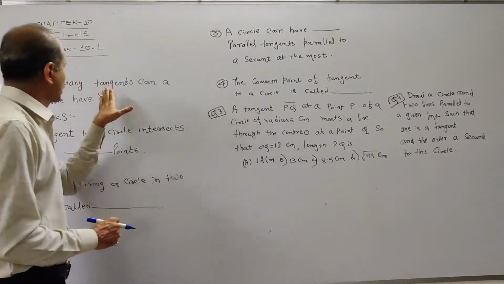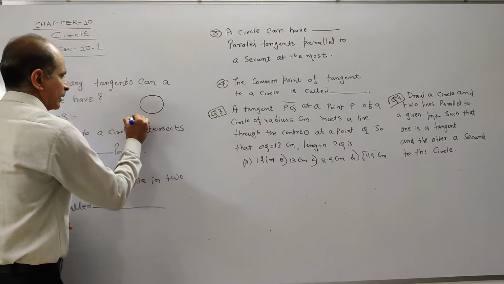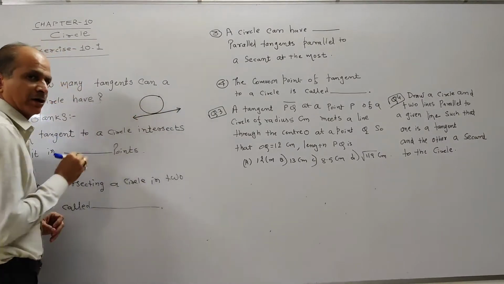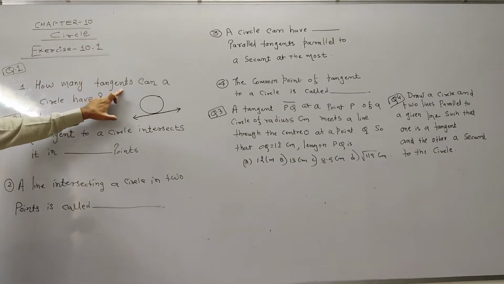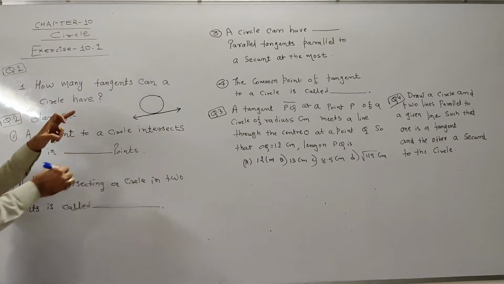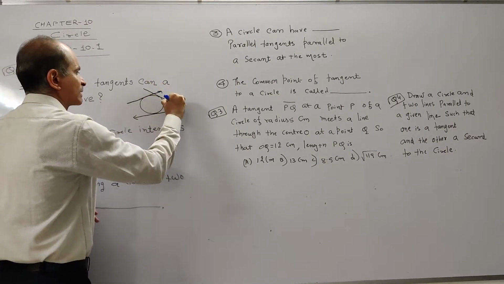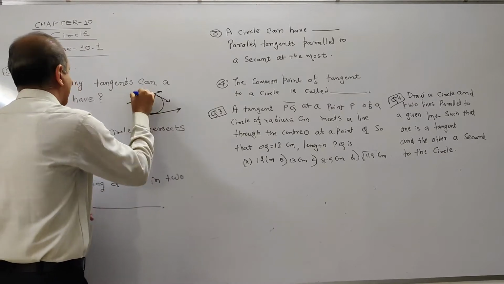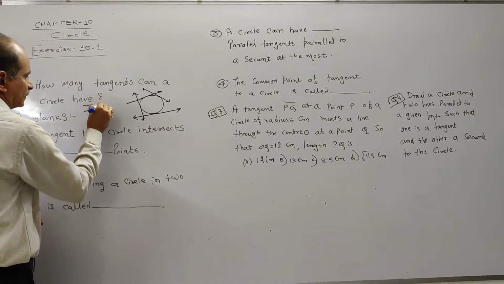Well, here the concept of tangent is there. Tangent means a line which intersects the circle at one and only one point. Here the question is how many tangents can a circle have? A circle has infinitely many points, and that's why you can draw infinite tangents. So the answer is infinite.